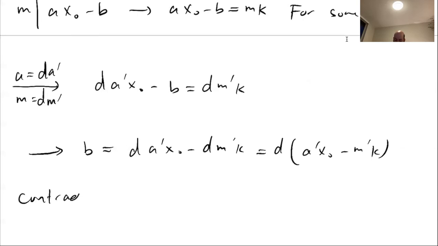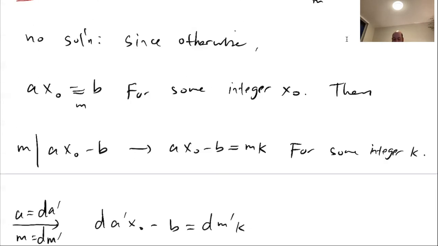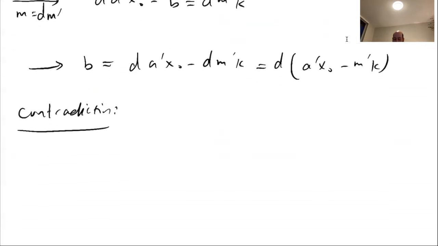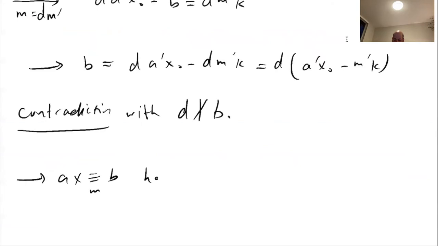Why? Because my assumption in case 2.1 was D does not divide B, which means D is not a factor of B. But right now I wrote B as D times some integer, right? So that means D is a factor of B, right? So it was a contradiction with D does not divide B. So that means in this case, AX equals B mod M has no solution in this case.